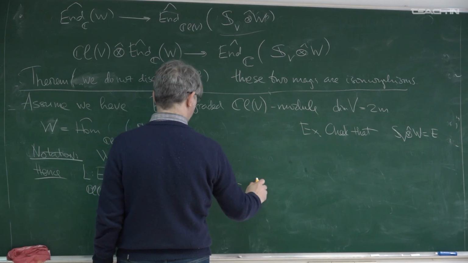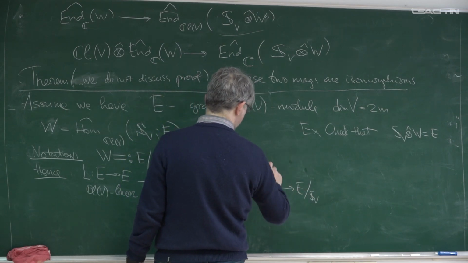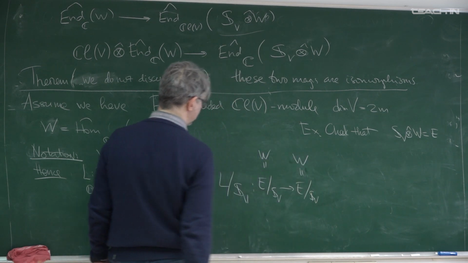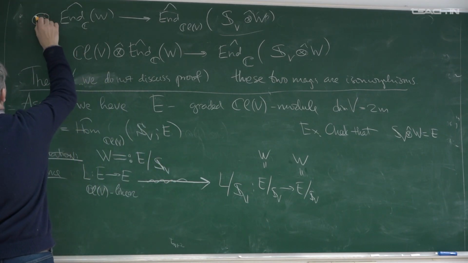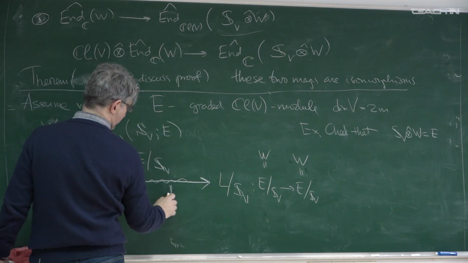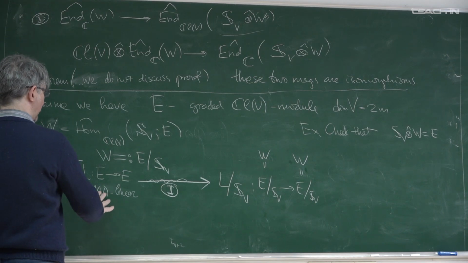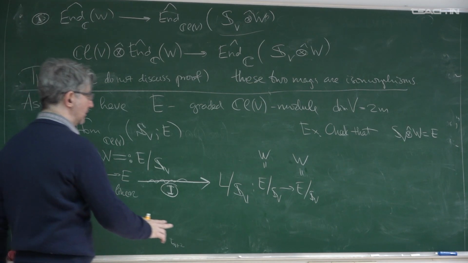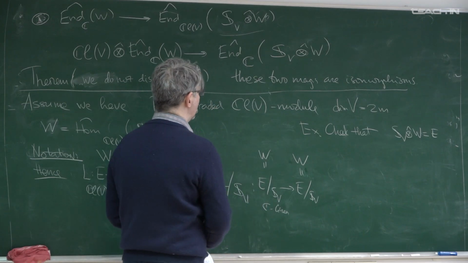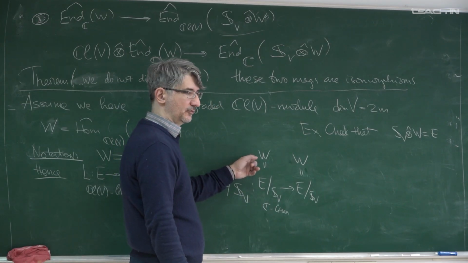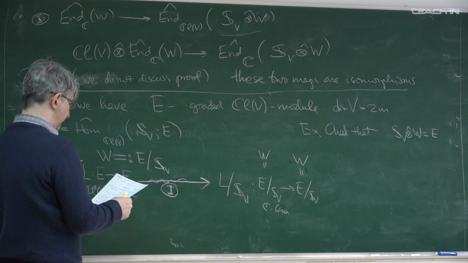It sends E to, actually this one is W, this one is W. The first isomorphism gives us, instead of a map which is linear over Clifford algebra, a map which is just C linear. After you took W, there is no Clifford structure, because elements in W cannot be multiplied by elements of Clifford algebra. Definition.